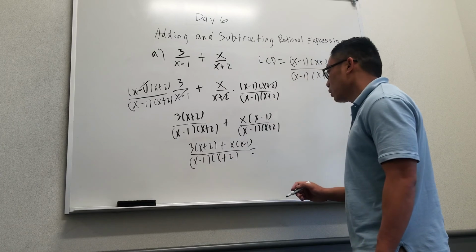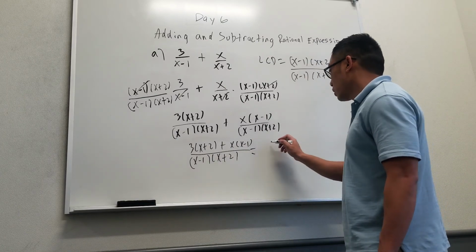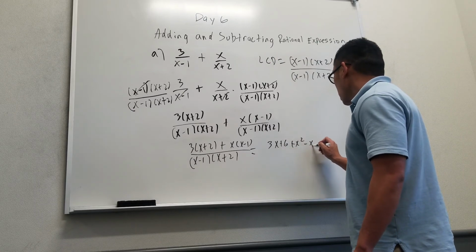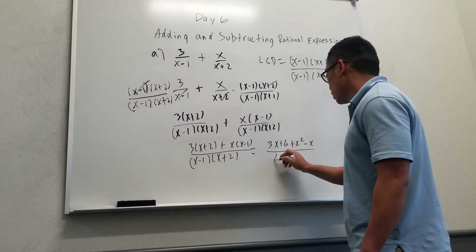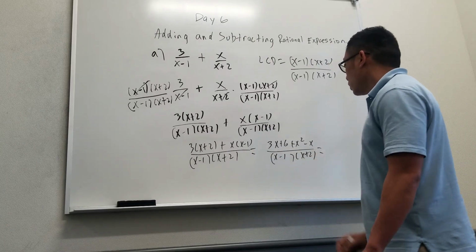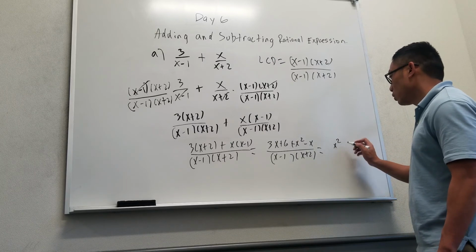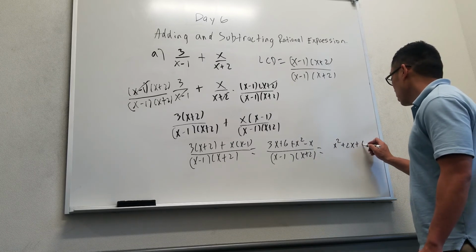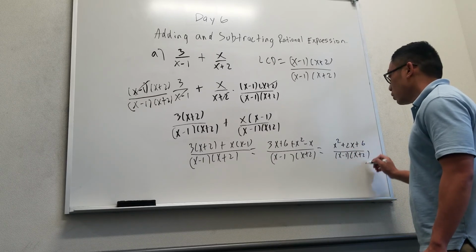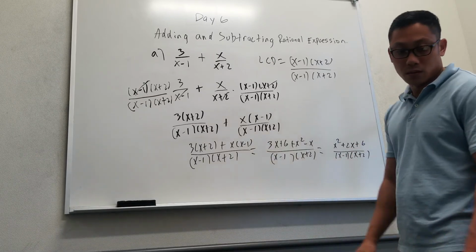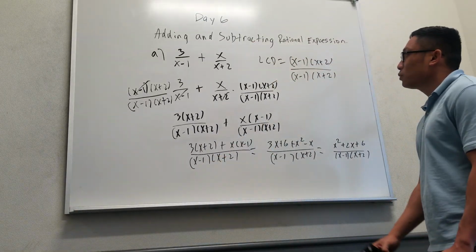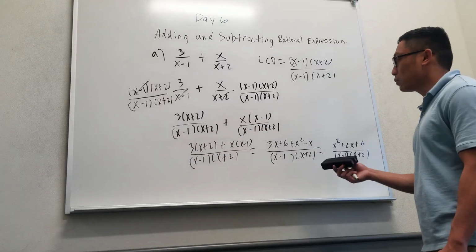Okay, now we have an equal sign. Then we just have to distribute. This is 3x plus 6 plus x squared minus x all over x minus 1, x plus 2. So now we have to simplify. You have x squared plus 2x plus 6 all over x minus 1, x plus 2. And that's it. Make sure you understand this really well because I'm going to start skipping steps after this problem.